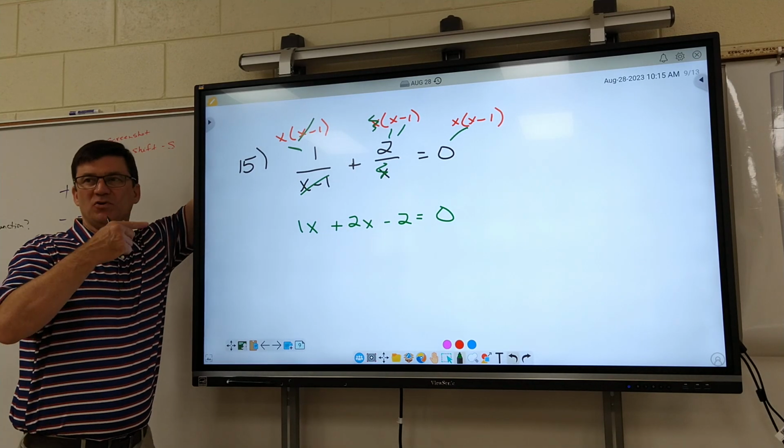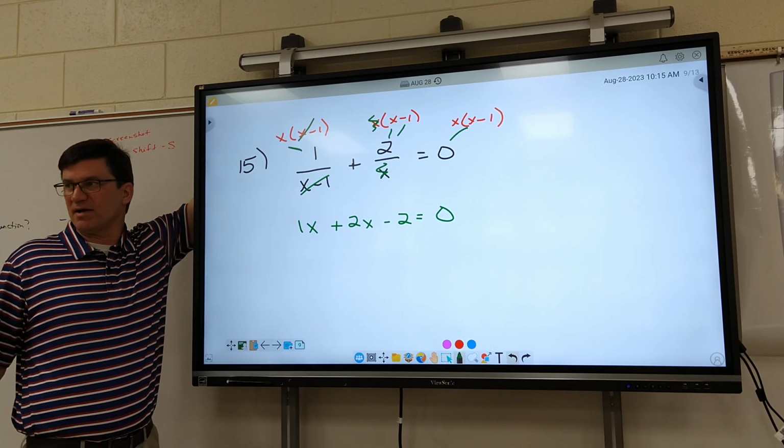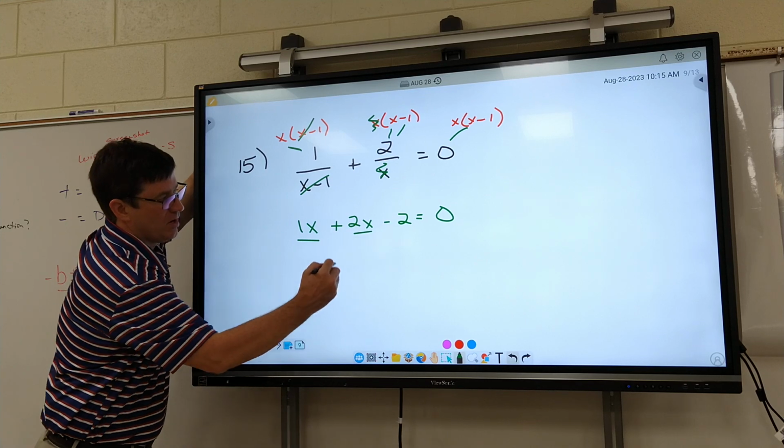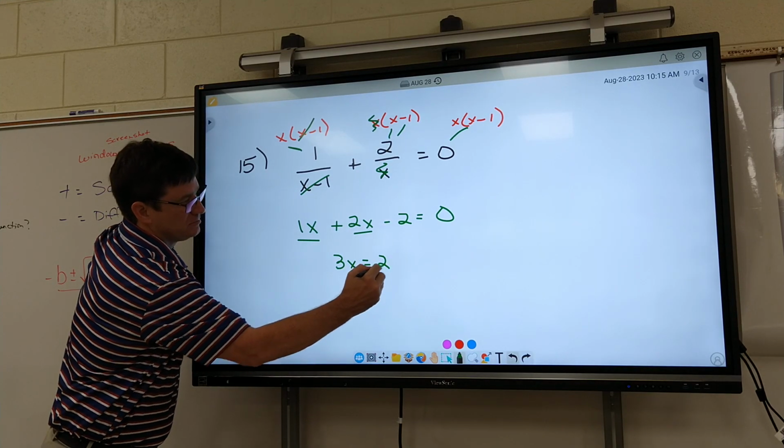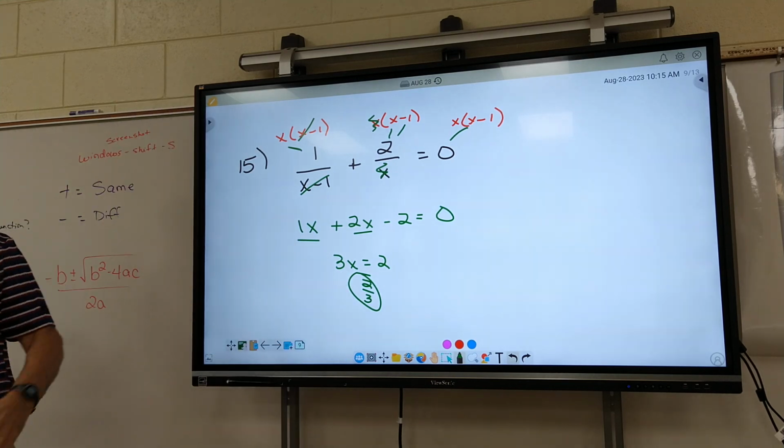All right, now, will we do the quadratic formula on this one? Nope, I don't have an x squared, so just combine your like terms. Add these two up, I get 3x. Divide it, and my answer is 2/3. All right, so that was a short one.